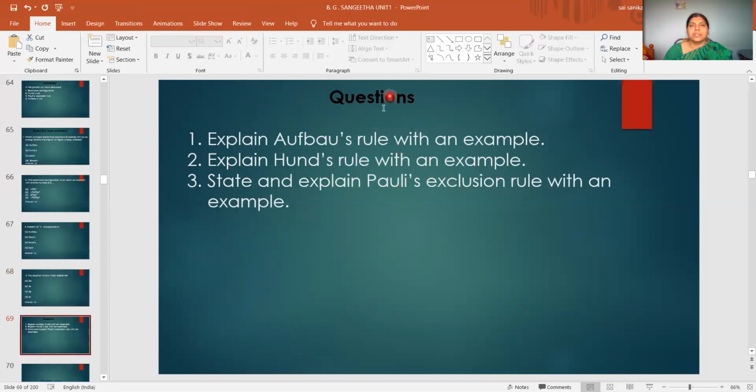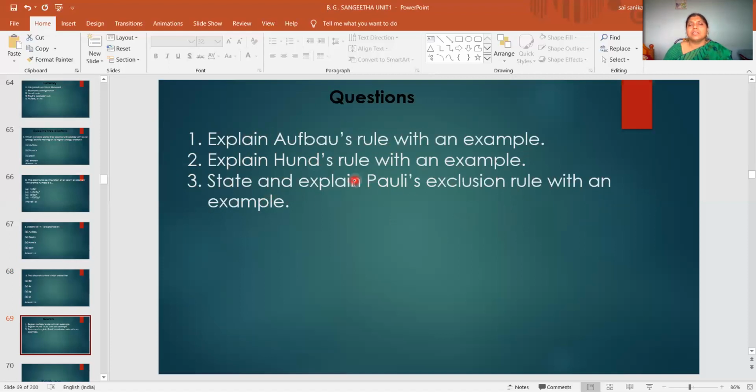Then questions. Which questions come from this topic? What type of questions will you get? Explain Aufbau's rule with an example. Explain Hund's rule with an example. State and explain Pauli's exclusion rule with an example. These are direct questions. Explain means a 5 marks or 3 marks question. Write the statement means a 1 mark question. Write the statement of Aufbau's rule, 1 mark question. Write the statement of Hund's rule, 1 mark question. Write the statement of Pauli's exclusion rule, that is also a 1 mark question.